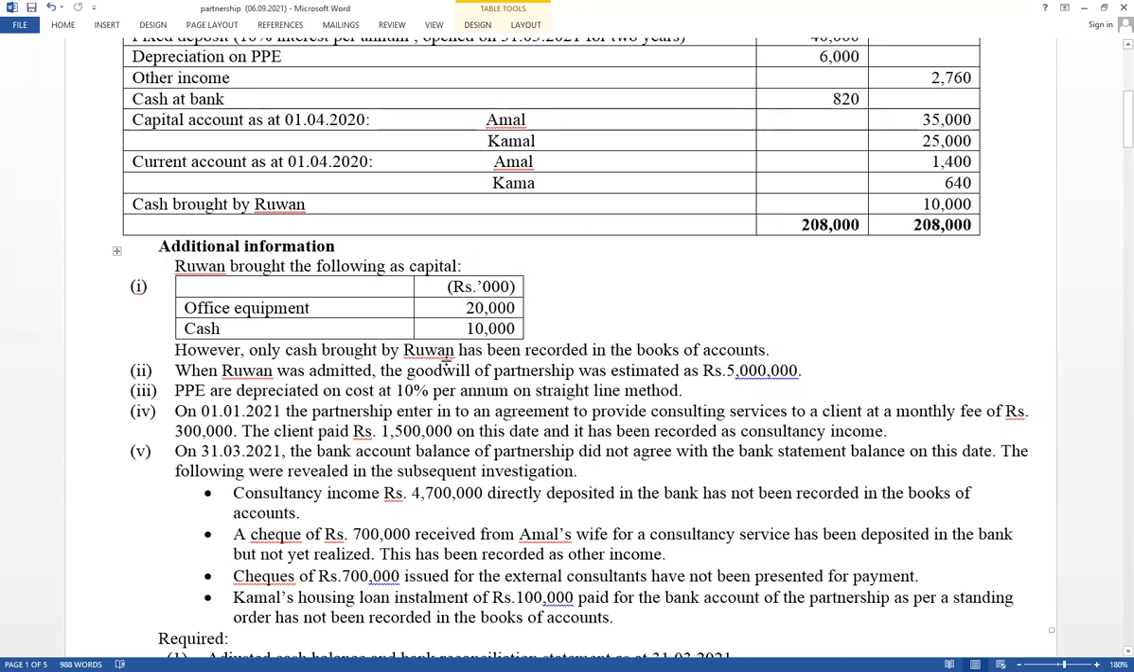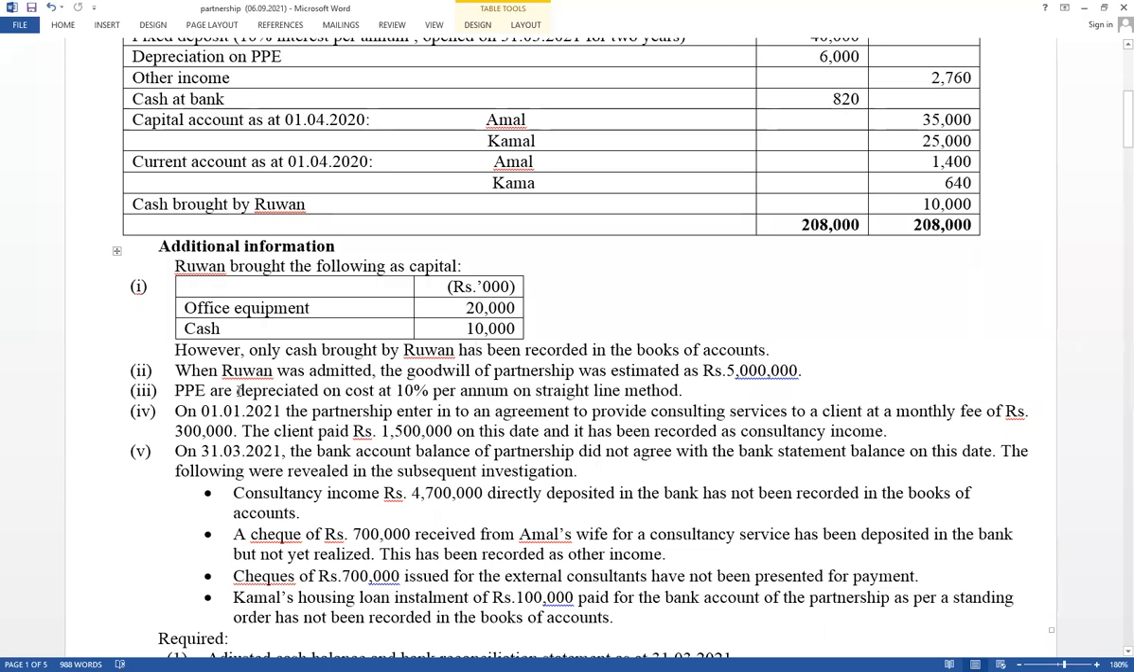But it has not recorded. Only cash bought by new partner recorded. New partner introduced cash as well as office equipment as a capital. But capital office equipment was not recorded. Thing here is given, however, only cash bought by Ruwan has been recorded in the books of accounts. තාම office equipment ගෙනපු එක record කරලා නැහැ. It has also brought by new partner as a capital.